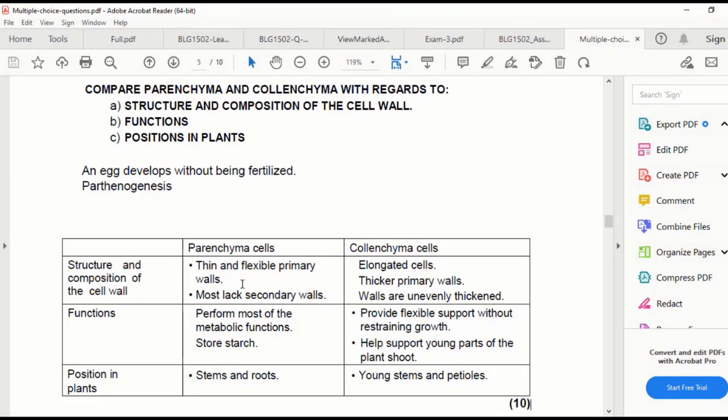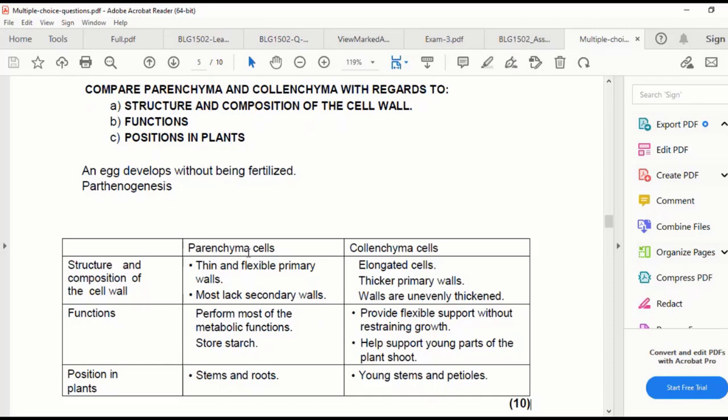is thin. The parenchyma has a thin and flexible primary wall, no secondary wall. Does it have to be in tabulated form? Oh, you don't necessarily have to put it in a table. If you don't put it in a table, it doesn't mean they will mark you wrong. But if they say tabulate, then it's a must for you to draw a table. But this is just something that can assist you in structuring your answer in a manner that lets you present it, like the structure of the cell, because they have mentioned that you also need to tell us about the structure and composition of the cell.